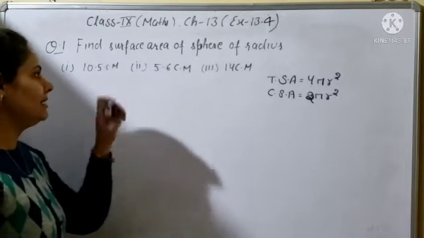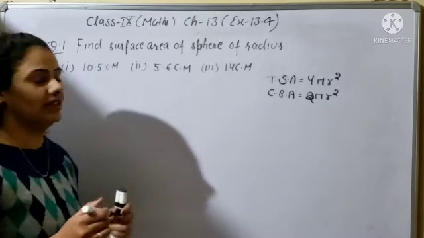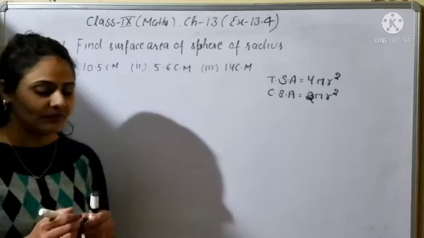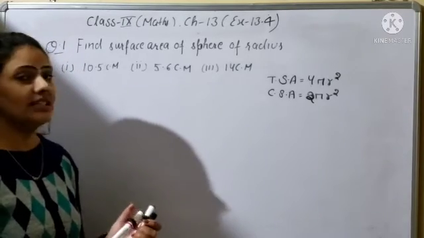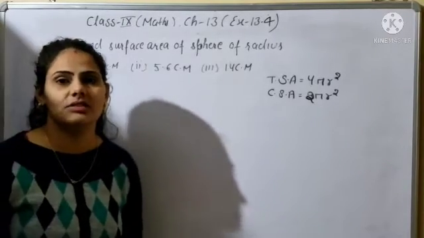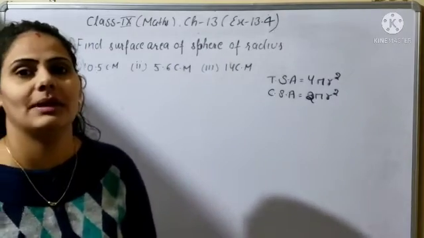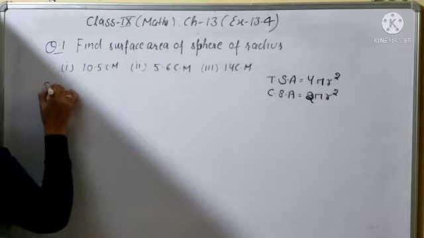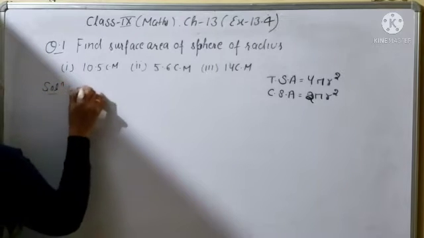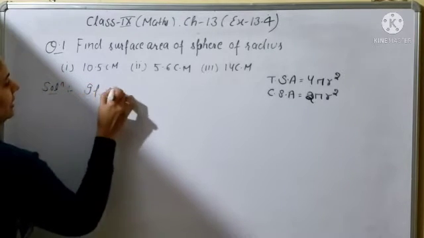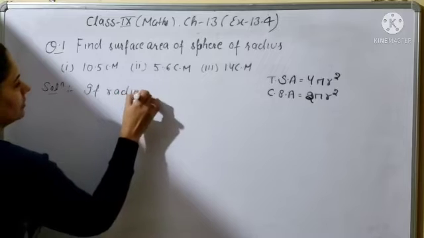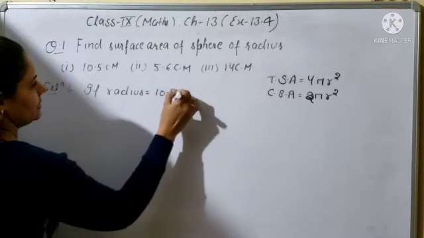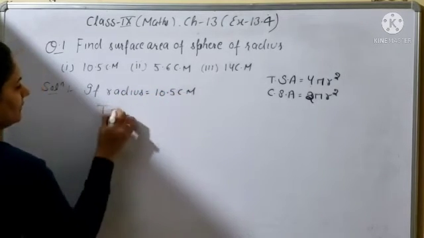So here, find the surface area of the sphere whose radius is given. First 10.5 centimeter, second one is 5.6 and third one is 14 centimeter. So you will find out the surface area. When surface area is given, I have already told you, you will find the total surface area. So in the solution you can write down, if radius is 10.5 centimeter, what will be the total surface area?